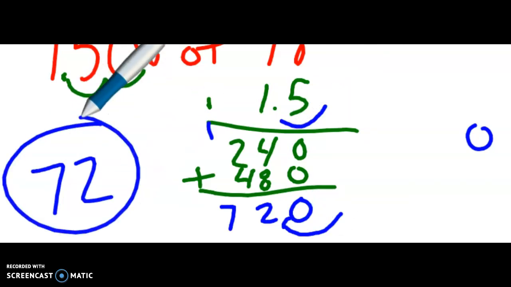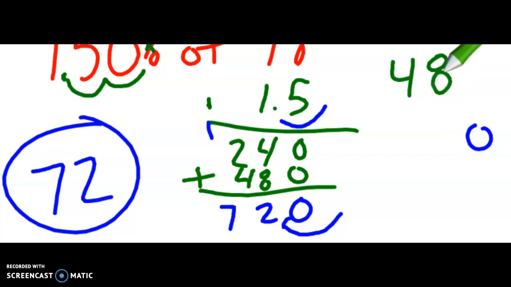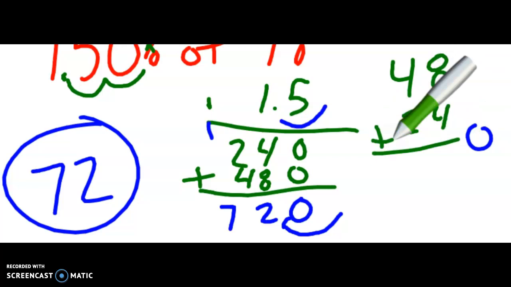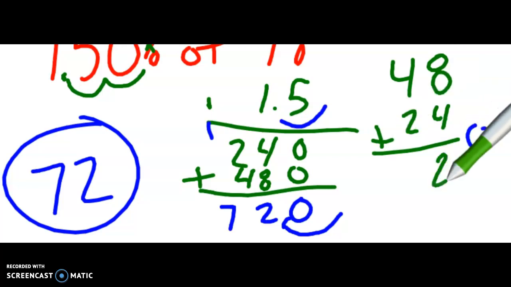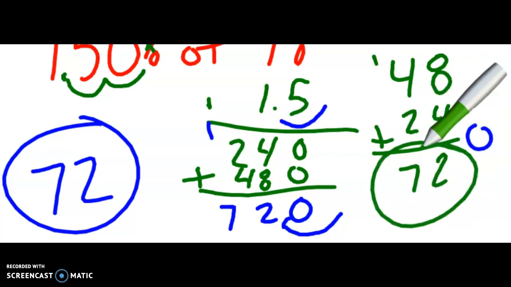So 150% of 48 would be 72, which would make sense because it needs to be bigger than 48. Another way we could have done it: 100% of 48 would have been 48. And then the 50% would be half of the 48, which would be 24. And when we add those two numbers together, we're going to end up at 72. So either way you want to do it, whichever is best for you, you go for it.